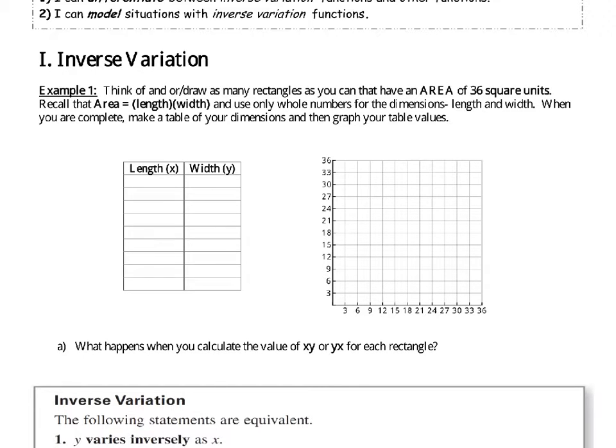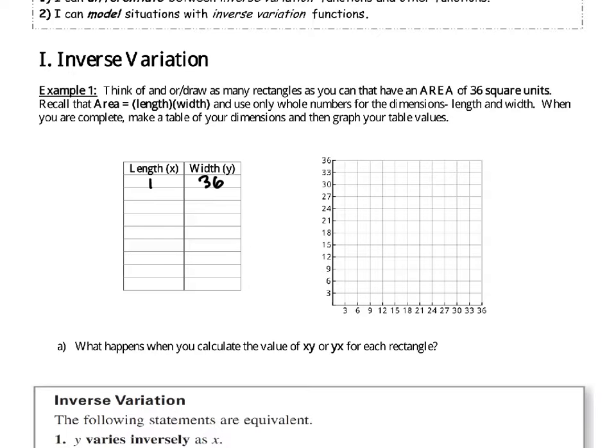To get you thinking about inverse variation and how it works, take a look at example 1. You're asked to think of and/or sketch as many rectangles as you can that have an area of 36 square units. Using the formula for area, try to fill in all of the rows of the table with all possible combinations. In the table, here is one possible combination.